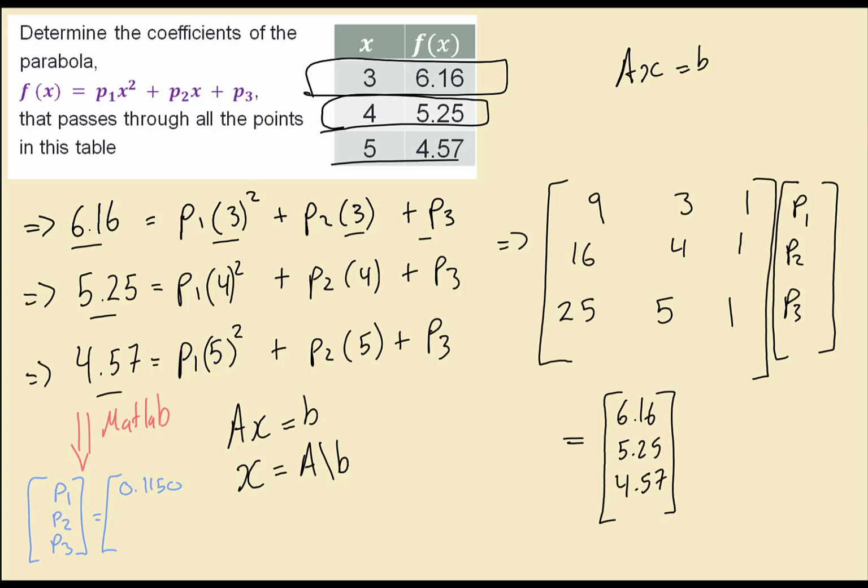In this case, we would get the values that P1, P2, and P3 are equal to 0.1150, negative 1.7150, and 10.27. So therefore, the polynomial that goes through all the 3 points is f of x equals 0.115x squared minus 1.7150 times x plus 10.27.